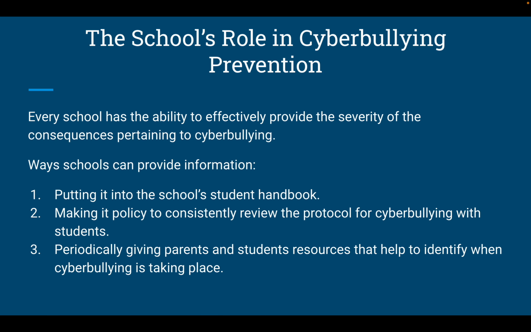Every school has the ability to effectively provide the severity of consequences pertaining to cyberbullying. Ways schools can provide information: 1. Putting it into the school's student handbook. 2. Making it policy to consistently review protocol for cyberbullying with students. And 3. Periodically giving parents and students resources that help to identify when cyberbullying is taking place.